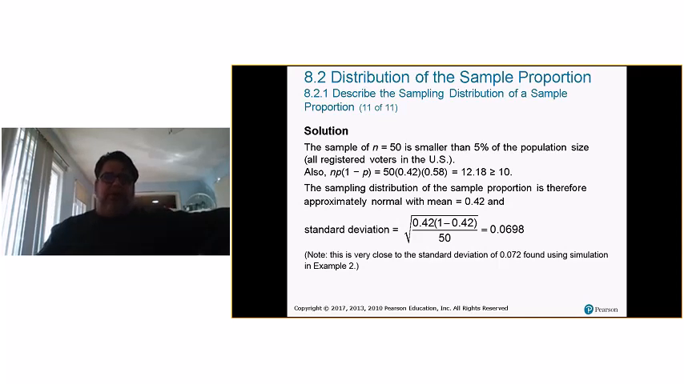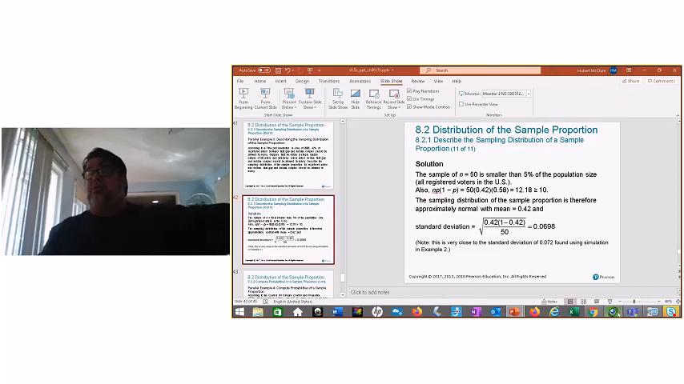Okay? We know that since p hat is equal to 0.42, the mean for the p hat is equal to 0.42. And that's just in general. And then the standard deviation of p hat is equal to the square root of 0.42 times 0.58 divided by 50, which is equal to 0.0698. And that, my friends, is the kind of questions they will ask you in the homework.